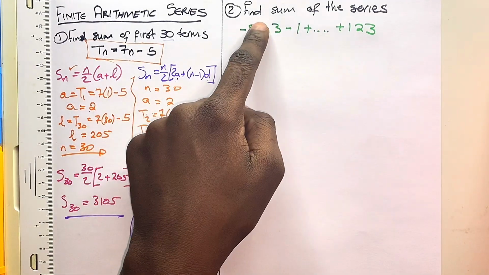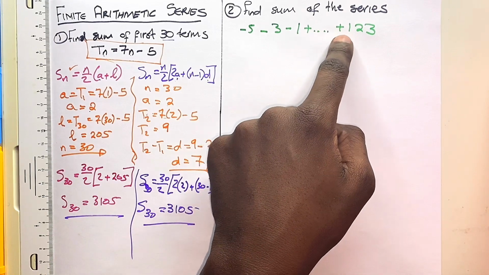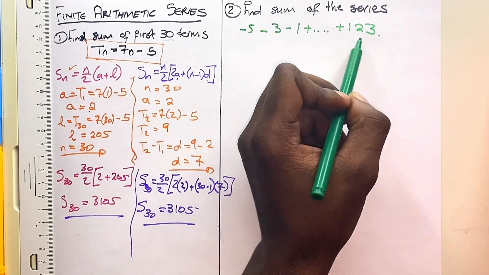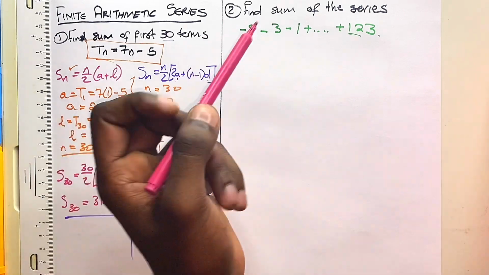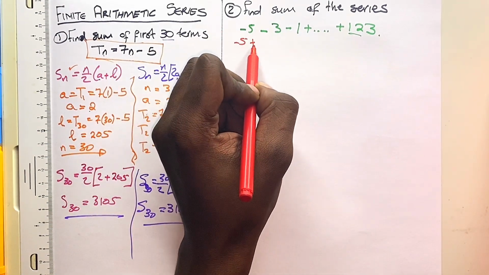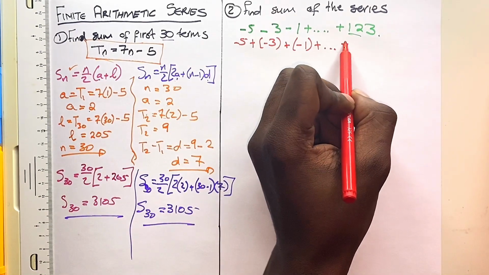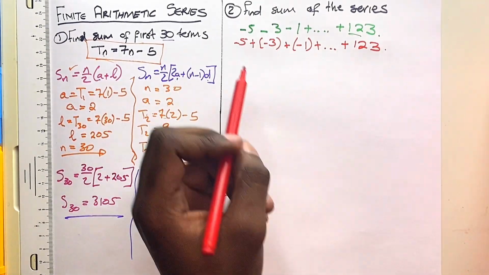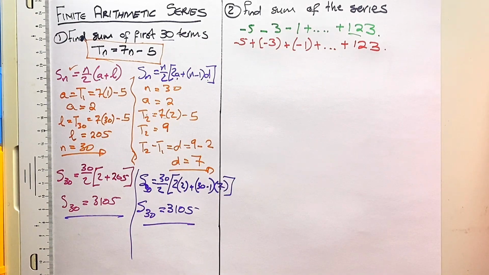Now, in example 2, they say find the sum of the series -5 -3 -1 plus all the terms in between plus 123. Now, here we are given the last term, which is 123. If you have negatives like this, let's make it simpler so that we get an intuitive sense as to what this means. Now, a series is a sum of the terms, which means here we have -5 plus -3 plus -1 plus, and then there are terms in between, plus 123. So here, if you have -3, we just added a -3 plus a -1.